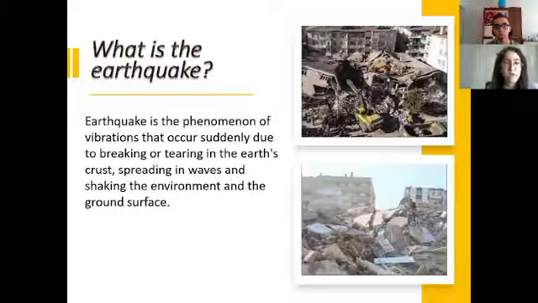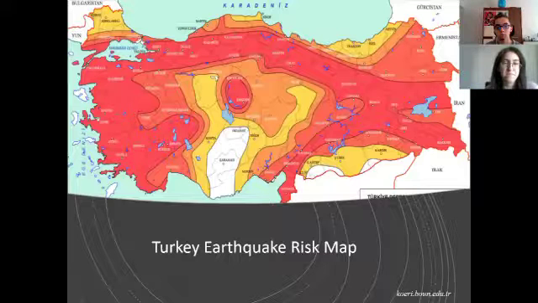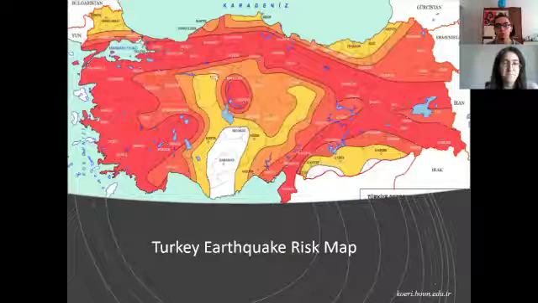So what's an earthquake? An earthquake is the shaking of the earth by vibration caused by breakage or rupture events occurring in the earth's crust. Here we see the earthquake risk map in Turkey.